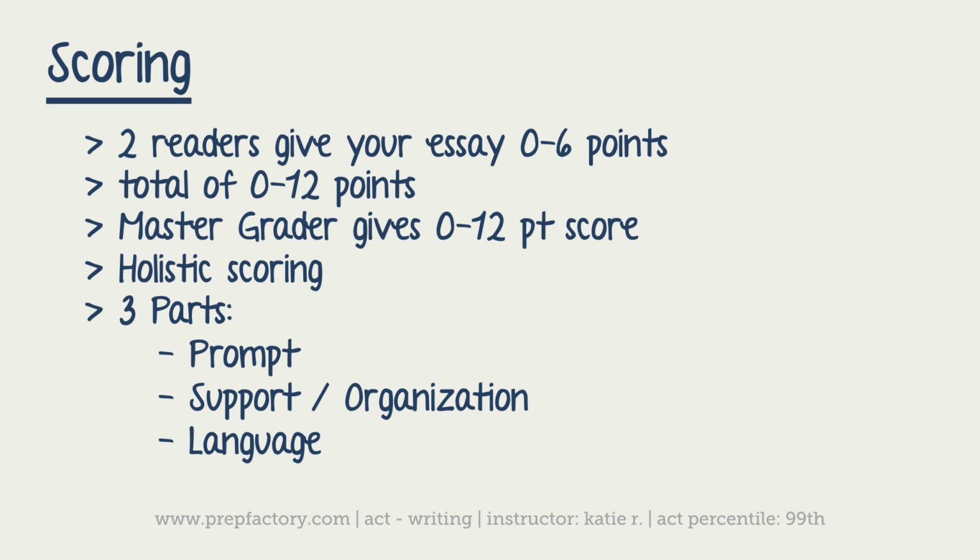Now, when they're reading, they're looking for 3 things: prompt, support and organization, and language. Their rubric is actually broken up into 3 sections, and those are the headings of the 3 sections. Under prompt, there are a couple of things they're looking for. First is that you understood the prompt. Second is that you're using good critical thinking skills. If you get a 6, they describe it as insightful critical thinking skills. A 5 is strong, etc. Then the last thing is that you maintain focus on the prompt.